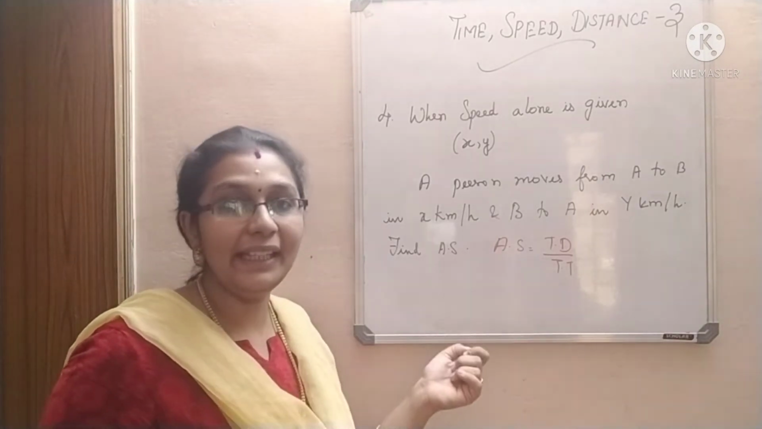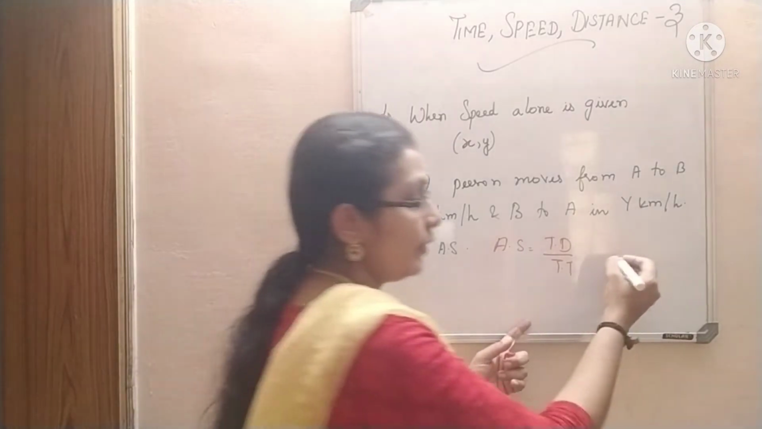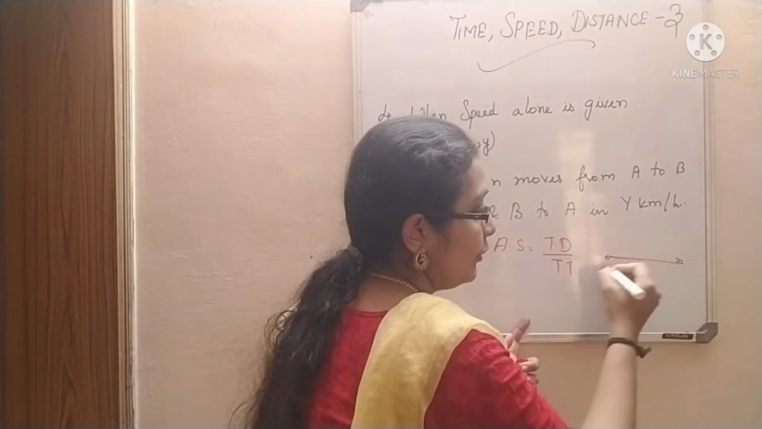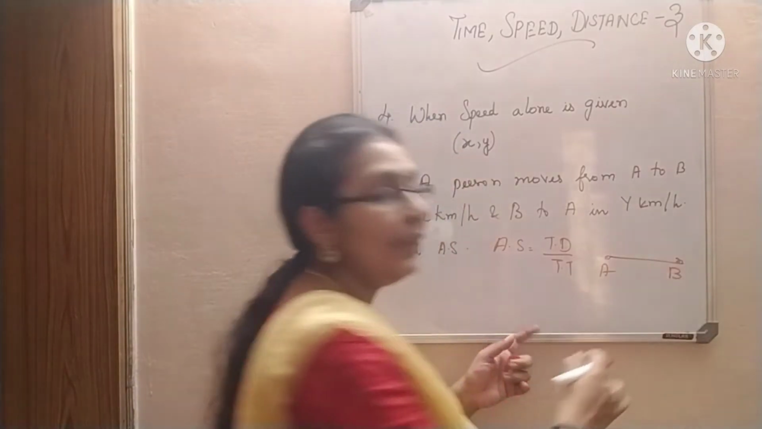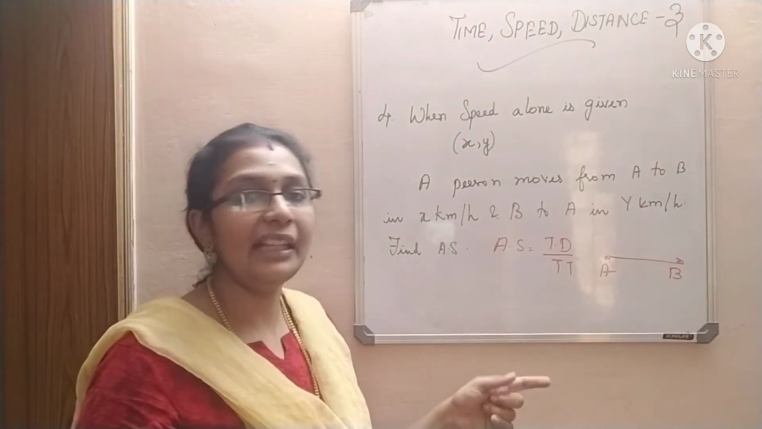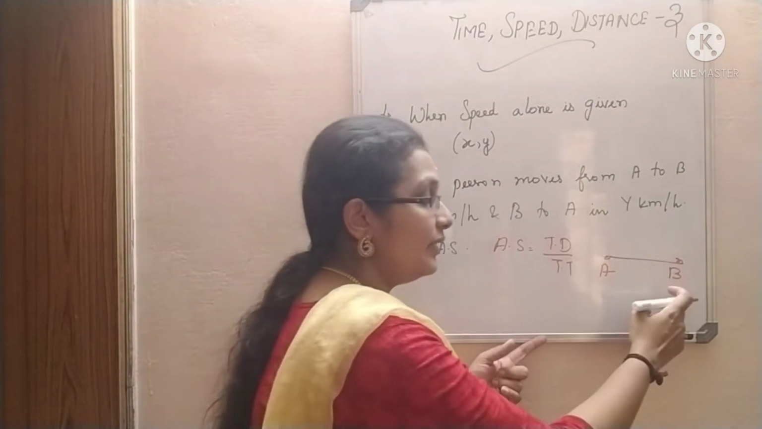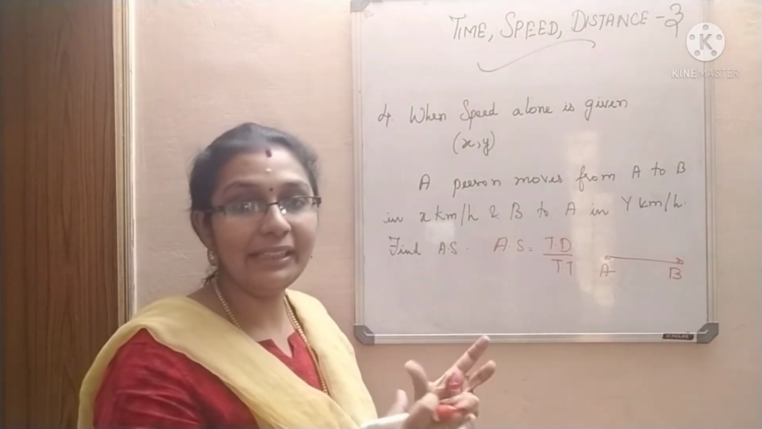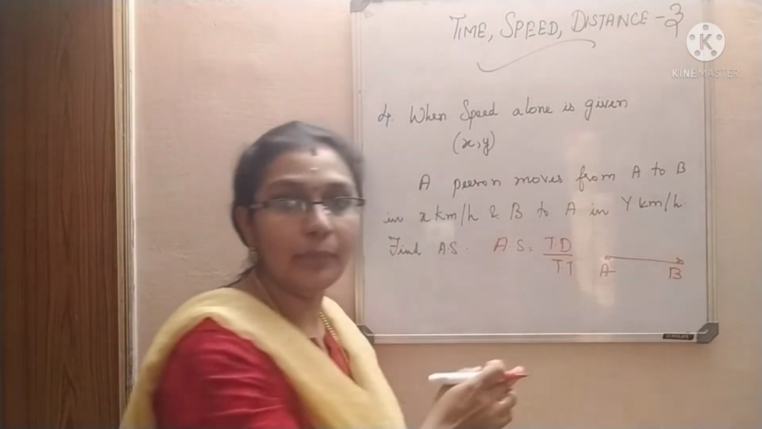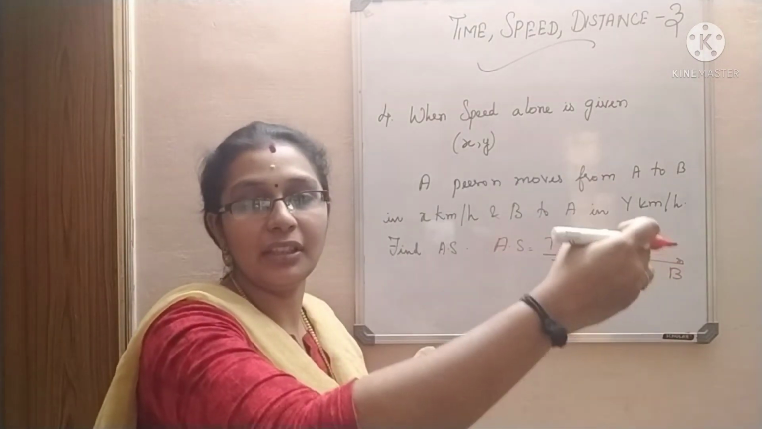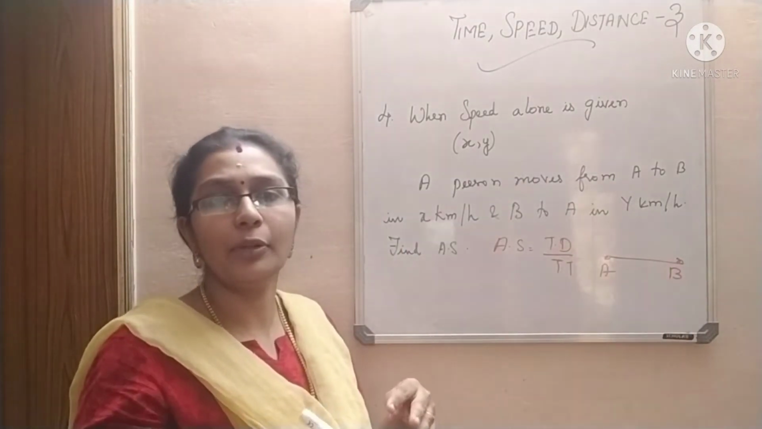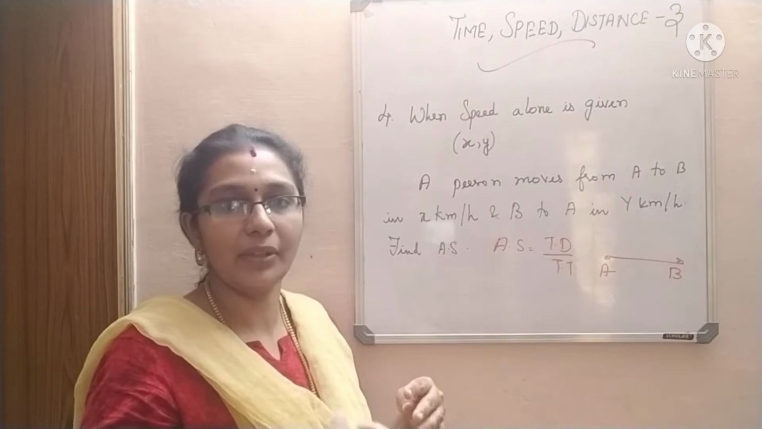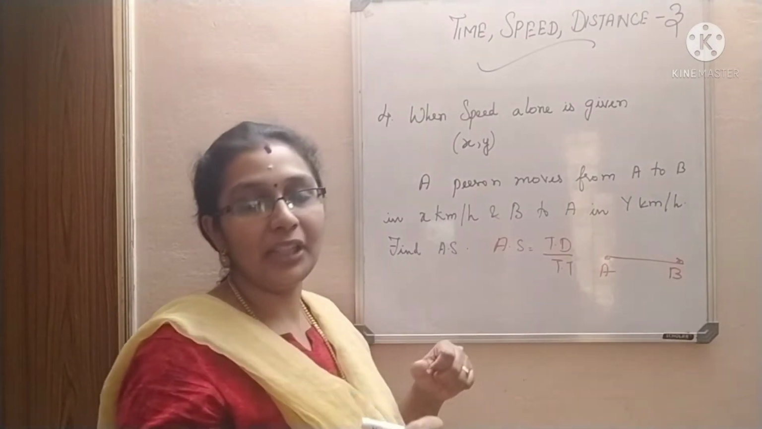Instead, they will give a hint like a person moves from A to B at x km per hour and he comes back to A, that means he is moving from B to A at y km per hour. So what is the hint here? He is covering the same distance, right? From one point to another he is going and he is coming back to that point, which means he is covering the same distance. So that is the hint that we have to take.